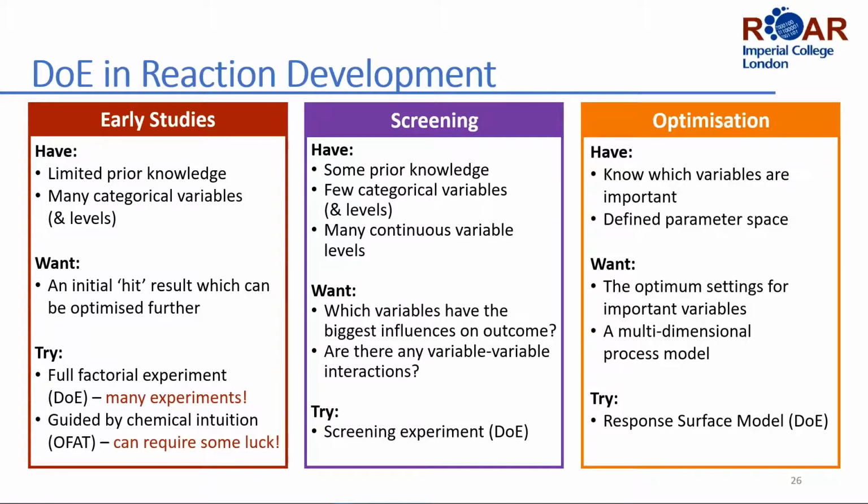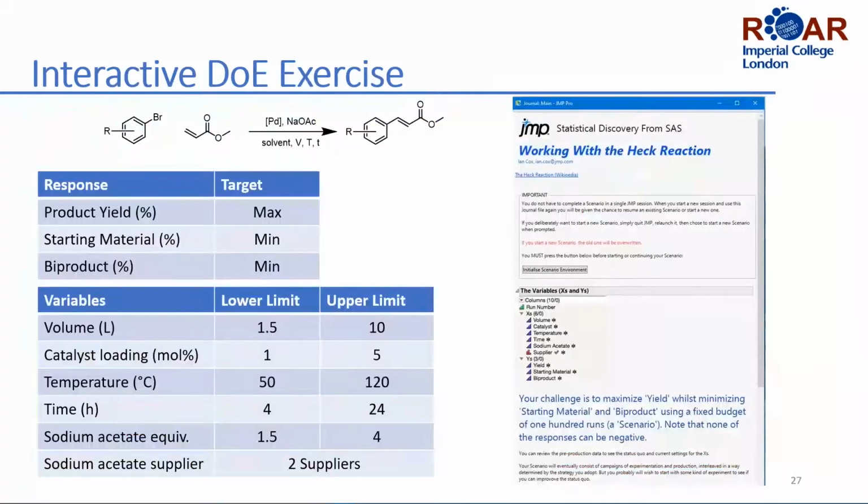So within our course, how do we kind of bring this across? We have lots of these conversations with the students, but then, Volker mentioned that the final exercise to students is this Heck reaction exercise. So this is an interactive activity which JMP have built using the JMP scripting language. Ian Cox is the guy at JMP that built it. And so it's based on a fairly generic Heck reaction. And the students are looking to maximize the yield whilst minimizing the starting material and byproduct.